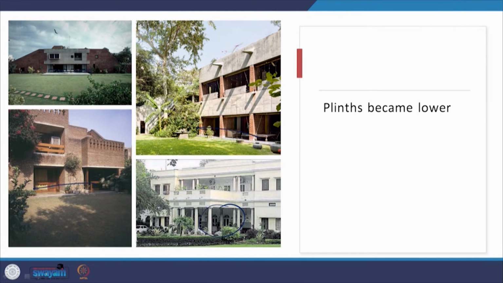In this house by Charles Correa, I believe it is either the Parekh house or the Ramakrishna house, I keep getting confused, and this is the house done by Raj Rewal. This is Sarabhai house by Corbusier, and so you see that the plinth is more or less flat and directly connected to the greenscape outside.